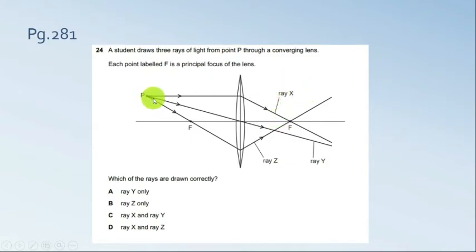One of them is straight, passes through the center of the lens and continues moving without refraction. Okay, this one is correct. The third one passes through the principal focus, then it refracts parallel to the principal axis. So this one is wrong. Ray Z is wrong. So which of the rays are drawn correctly? X and Y. The answer is C, ray X and ray Y.